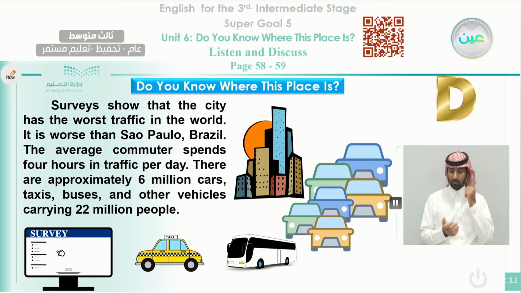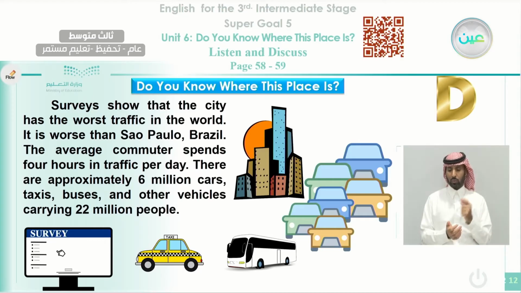Surveys show that the city has the worst traffic in the world. It is worse than Sao Paulo, Brazil. The average commuter spends 4 hours in traffic per day. There are approximately 6 million cars, taxis, buses, and other vehicles carrying 22 million people.